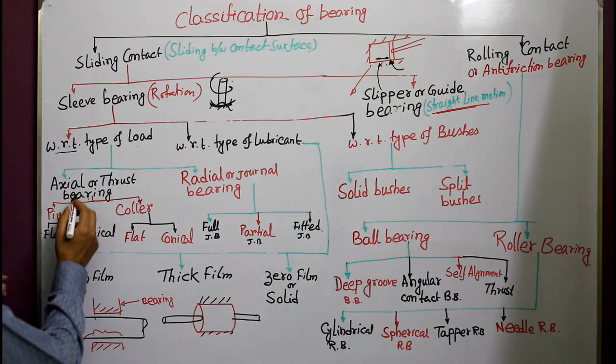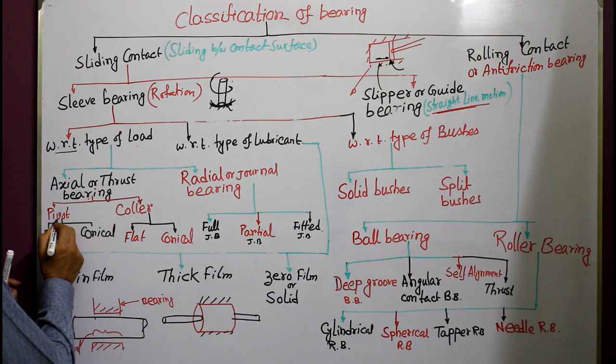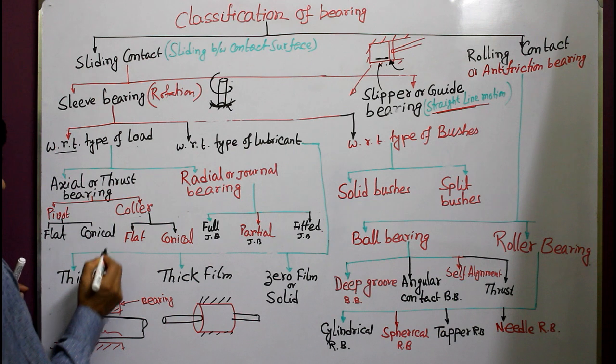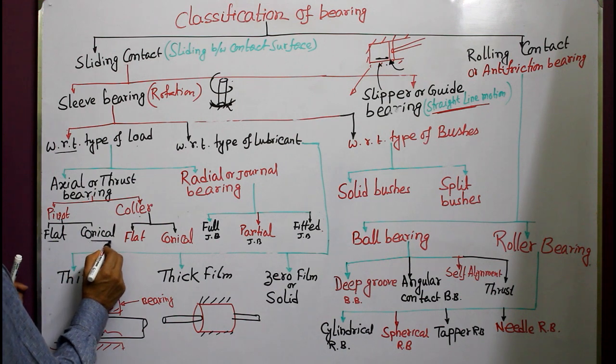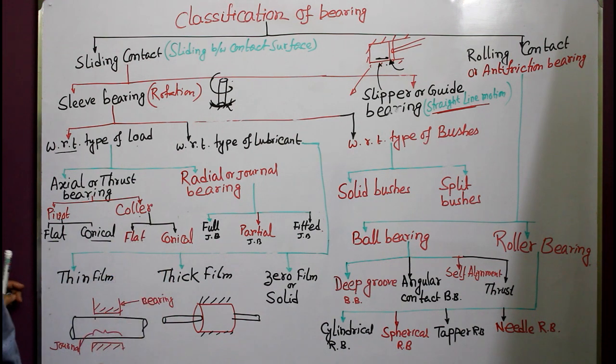Again, we classify the axial or thrust bearing as pivot or collar bearing, and the pivot can be classified as flat or conical. Similarly, the collar bearing can also be classified as flat or conical bearing. Okay, now let's see the axial or thrust bearing.